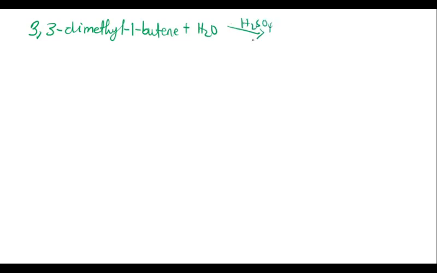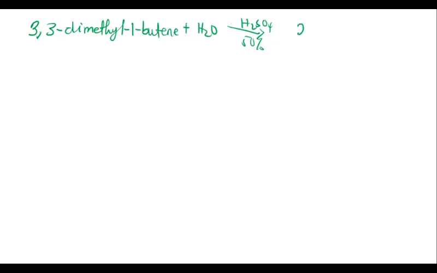Now this example is the one that I actually want to show you guys, because it is very, very interesting. So let's have a look. We are reacting 3,3-dimethyl-1-butene with water in the presence of sulfuric acid, H2SO4, that is 50% H2SO4. This reaction leads to two products.